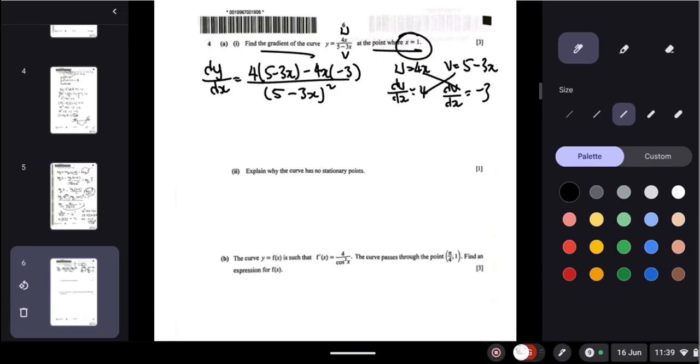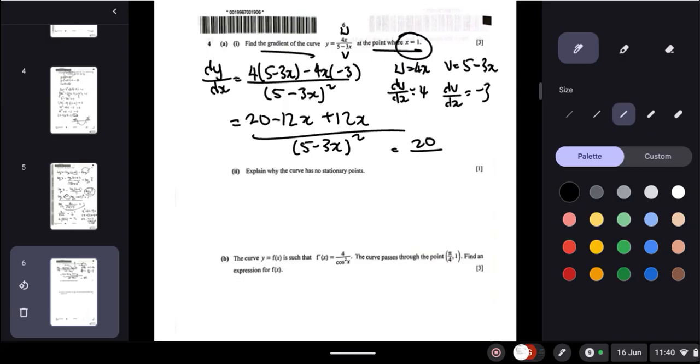If it's product rule, I do from the left to the right. For quotient rule, I do it right to the left. Something like that. You have to do some practice to do it. I can't tell you on the screen. So let's get this. Simple. So 5 minus 3x square. You get 20. Basically you get this.